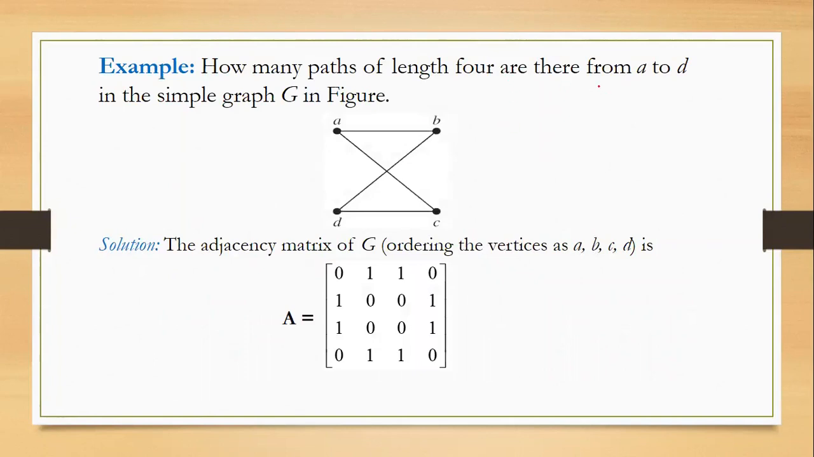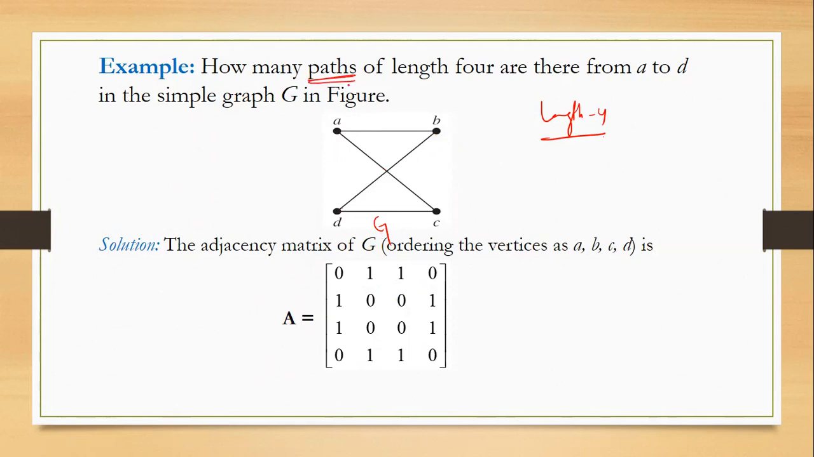How many paths of length 4 are there from A to D in the simple graph G given in the figure? So this is your graph G. How many paths are there from A to D, and the path length is 4. Now, in this case, first and foremost, we have to consider the adjacency matrix. This adjacency matrix we have already studied, so just create an adjacency matrix by yourself by pausing the video. You can verify it here.